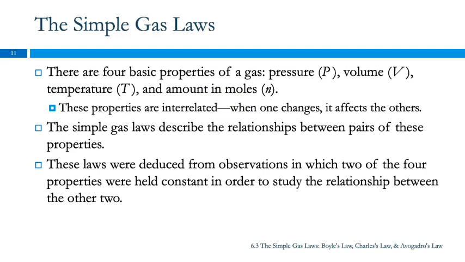These properties are interrelated. If you change one, the others will change as well. And so the simple gas laws are just looking at pairs of properties. Might look at the pressure and the volume, or the pressure and the temperature, or the volume and the amount of moles. Not looking at all four of them at once, because that's kind of complicated. We'll keep it simple and just look at two. And these laws were deduced from observations where they held two of these properties constant, changed one, and looked at how the other one changed.